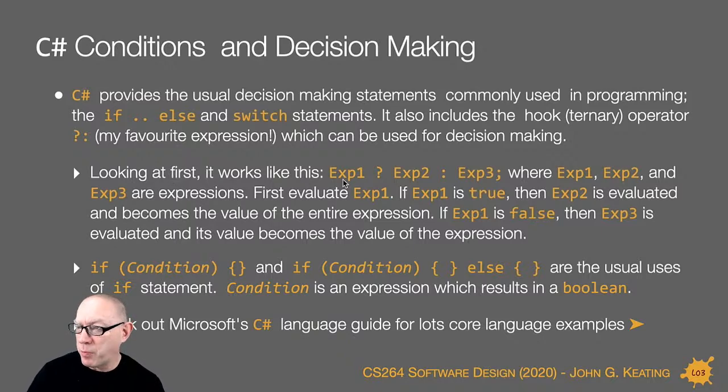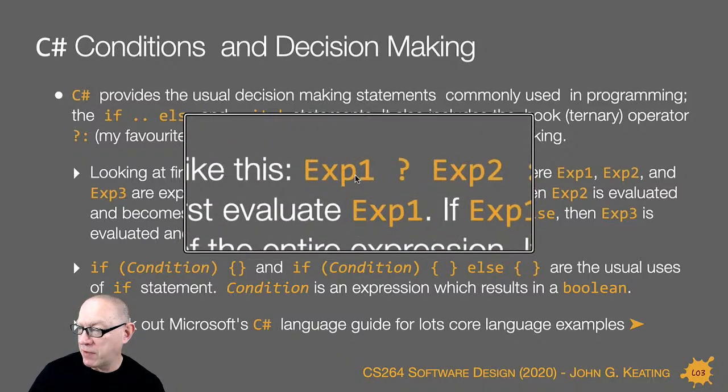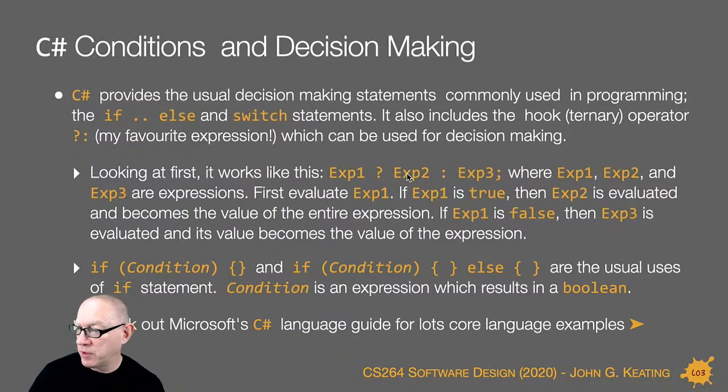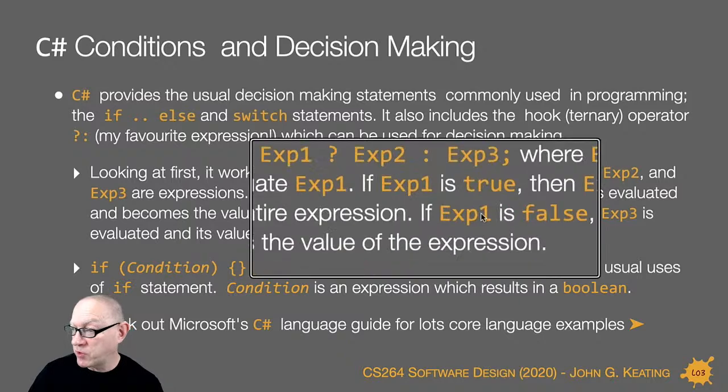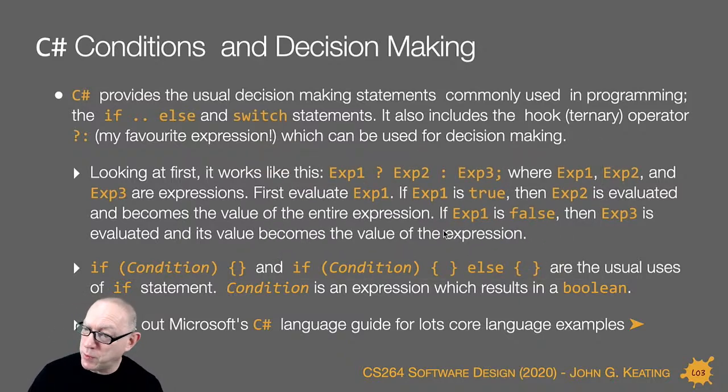Looking at the hook operator first, we basically have expression 1, hook, expression 2, colon, expression 3. What happens is that we first evaluate expression 1, and if that's true, then expression 2 is evaluated, and that becomes the value of the entire expression. If expression 1 is false, then expression 3 is evaluated, and that becomes the value of the entire expression. I really love this stuff, and last year you would have seen some of the demo programs I wrote in JavaScript, and I used an awful lot of that in those programs.